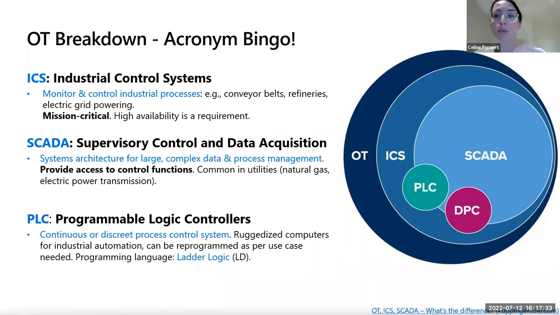DCS. Most industrial control systems typically fall into either continuous process control systems, often managed by PLCs, a programmable logic controller, or a DPC. DPC is a bit different. It could use a PLC or another batch process device. But here we'll focus more on PLCs because I'll go a bit more into that later on.